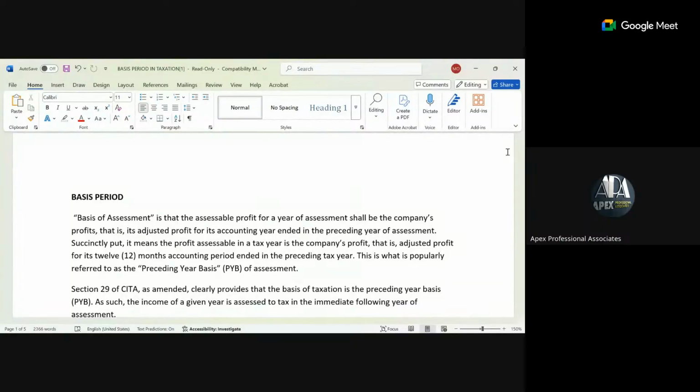Actual year basis means that my profit of 2025, I'm going to be assessed to tax in the same year of 2025. That is actual year basis.